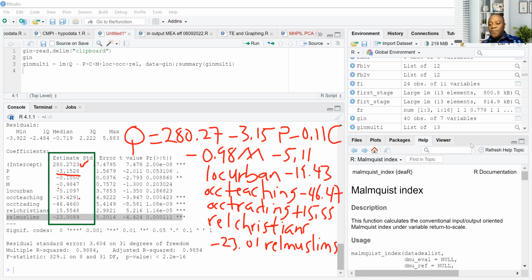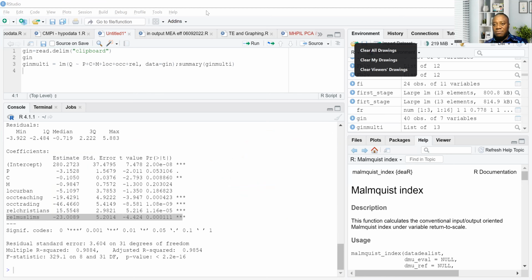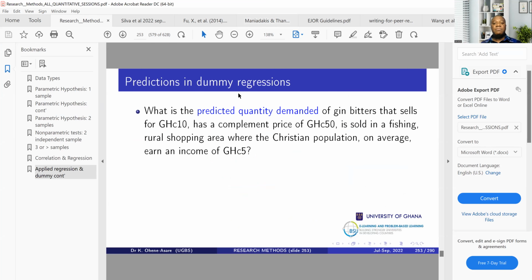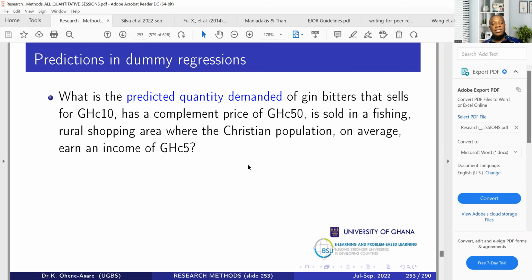Okay, so now let's go to the question, and this one is called prediction. I want you to note prediction because it's the last most important question. As for the prediction question, I'm just going to show you in the slide. I'm sure you can see the slide here. If you're looking at the slide, you see that the first prediction question says: what is a predicted quantity demanded?